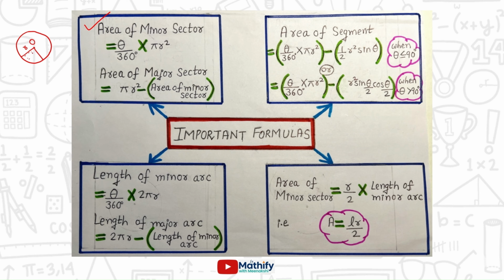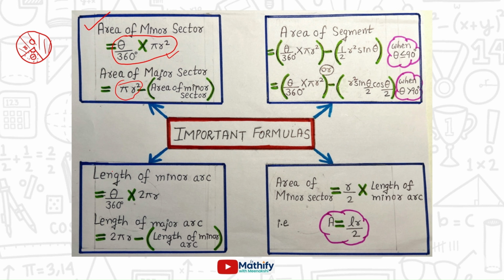Now, if you have to find the area of this sector, how you can find that? You should know this angle theta. Then the formula is theta by 360 degree into pi r square. But in case you have to find the area of this remaining sector, that means area of major sector, you will simply subtract this area of minor sector from pi r square.